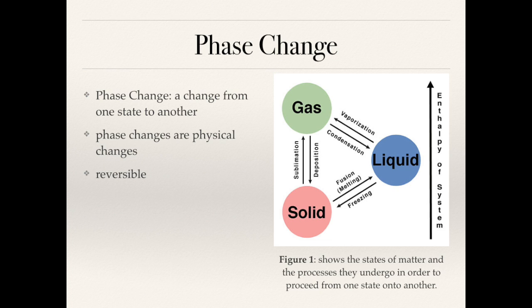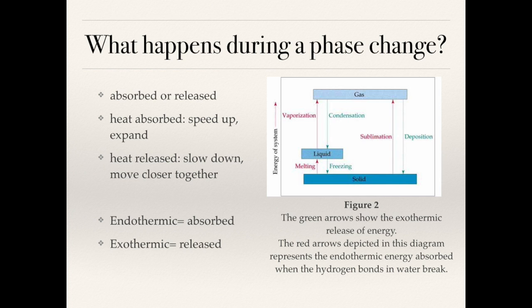Figure 1 shows the states of matter and the processes they undergo in order to proceed from one state to another. During a phase change, heat energy is either absorbed or released. Heat energy is released as molecules slow down and move closer together, while heat energy is absorbed as molecules speed up and expand. Endothermic energy is when the intermolecular bonds break.